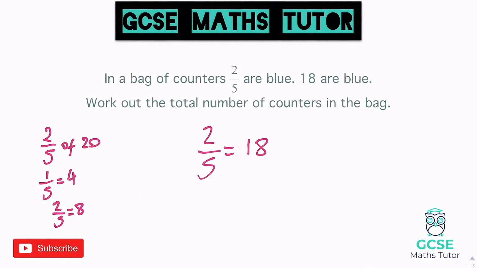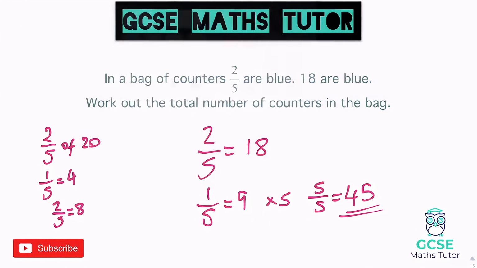So if I want to work out 1/5 in this scenario, I need to divide by the top this time, because that gives me 1/5, half of that, so 1/5 would be 9, and then to work out 5/5, the original amount, we could times that by 5, and we would get 5/5 equaling 45 counters. There you go, so that's our scenario there. So slightly different the other way around, obviously, to working out a fraction of an amount. It says that that fraction is 18. So dividing it by 2 to get 1/5, and then timesing it by 5 to get the original amount.